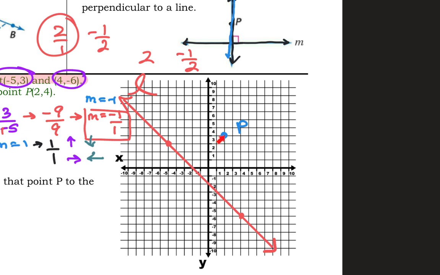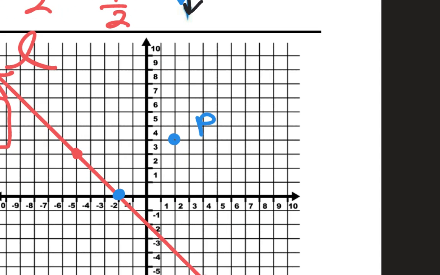So from P, I'm going to go down 1 over 1 until I hit my line. Down 1 over 1, down 1 over 1, and then down 1 over 1. It should hit here at the negative 2. Okay, so this is the shortest distance. So with your ruler, just connect those 2 points, just those 2 points.